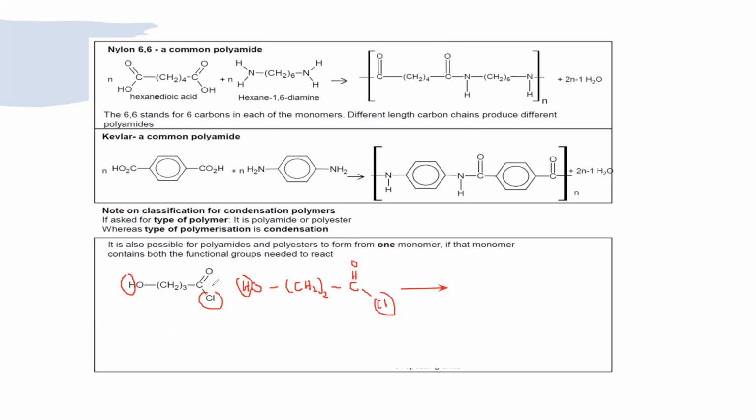because this H is removed, there will be O, then CH2 in a bracket 3, and then C double bonded with O. The Cl is removed, and then there will be another O, then CH2 in a bracket 3, and then C double bonded with O. Is it clear? This is the formation of a polymer by identical monomers. Any doubt?